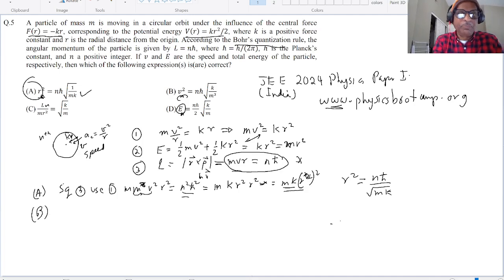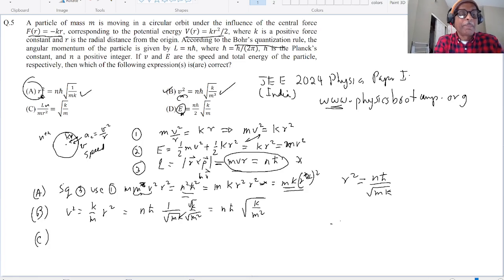Okay, B. I can do the same thing with the formula they gave. V square equals k over m times r square, which is n h bar times 1 over square root of m k, times k over m from here. So the k becomes the square root of k, and the m becomes the square root of m cubed. So it's n h bar times the square root of k over m cube, which is also correct. So B is correct.